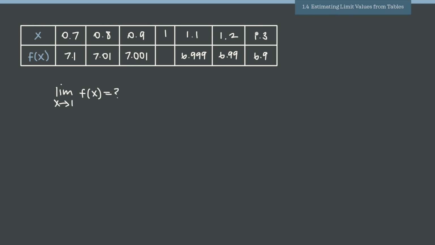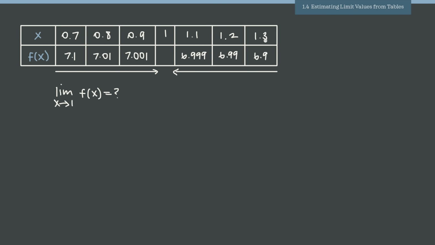And we can see that as we get closer to 1, on the left-hand side, right, this is to the left of 1, 0.7, 0.8, 0.9, leads up to 1 on the left-hand side in an xy coordinate plane. As we approach from the left, the values of the function are getting smaller and smaller. 7.1 goes down to 7.01 and then 7.001. The values are getting smaller and they look like they're approaching 7. We want to check on the right as well. The same thing over here.